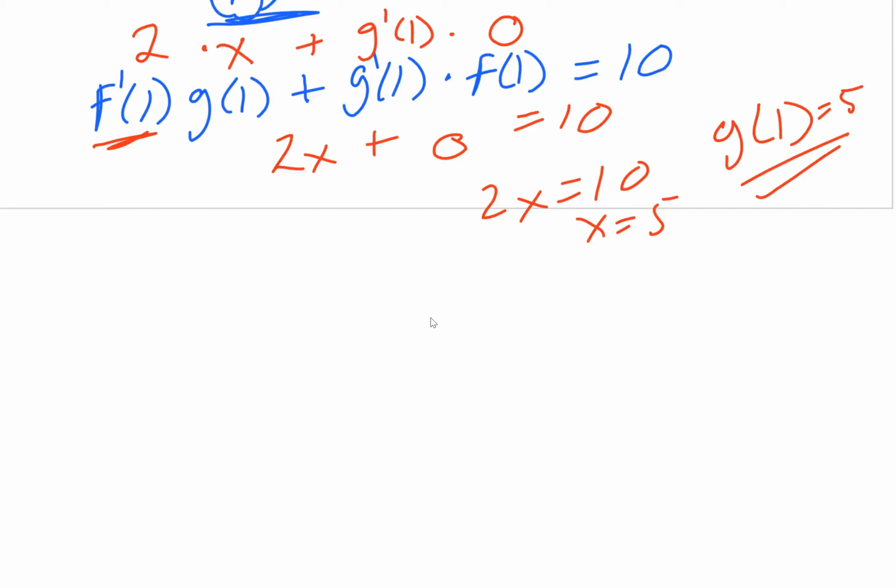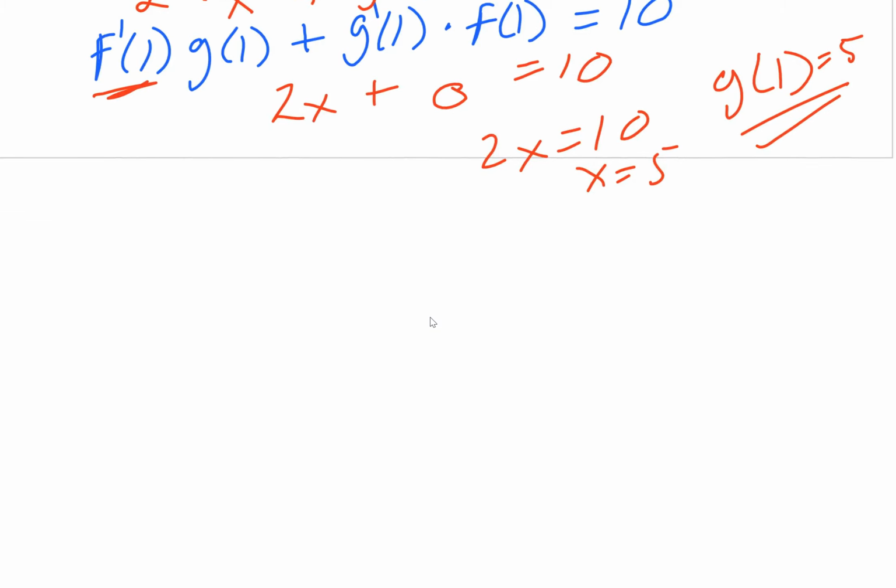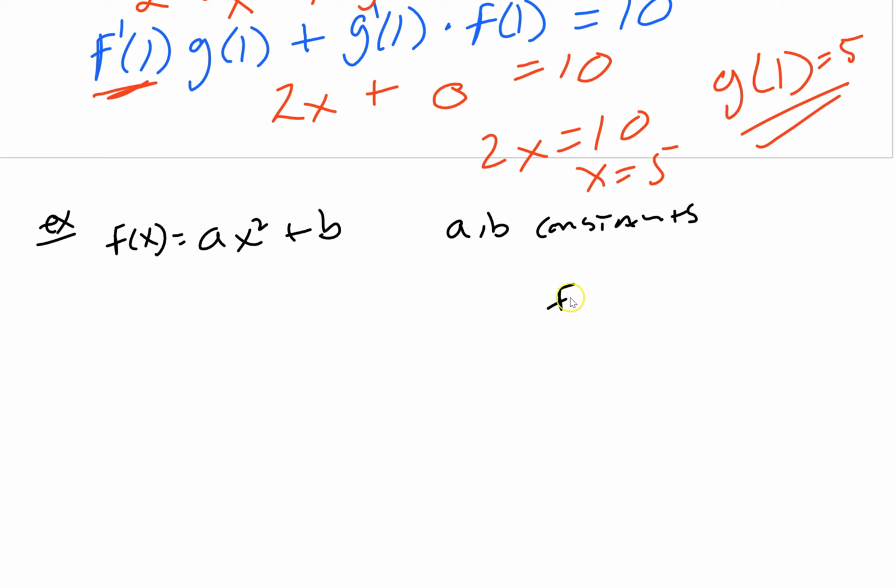Actually, before I go, let's do one more example. I'm not sure if we've done one of these, so I want to make sure I hit it before I go. So let's make one on the spot. Let's say f of x equals ax squared plus b, and let's say a and b are constants. Now, let's say f of 1 equals 4, and then f prime of, let's say, 2 equals 8. I'm just making stuff up.